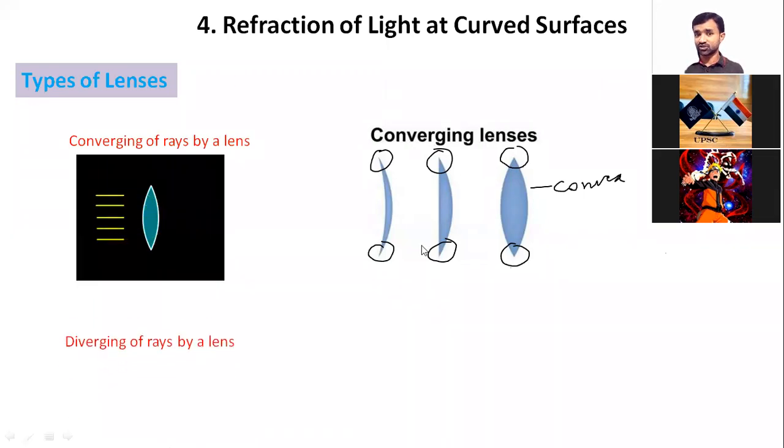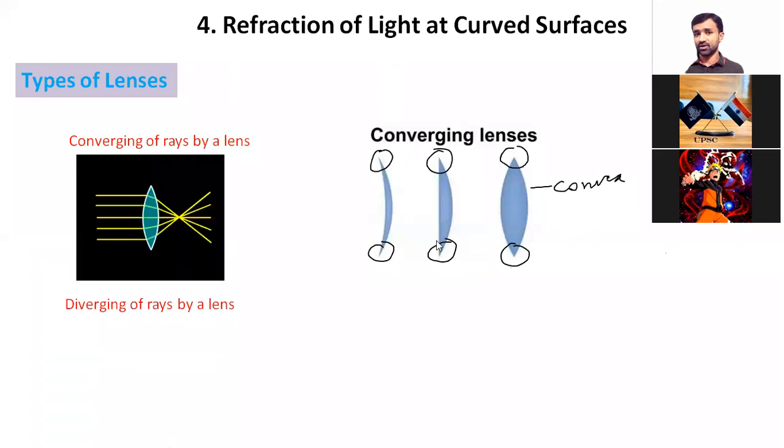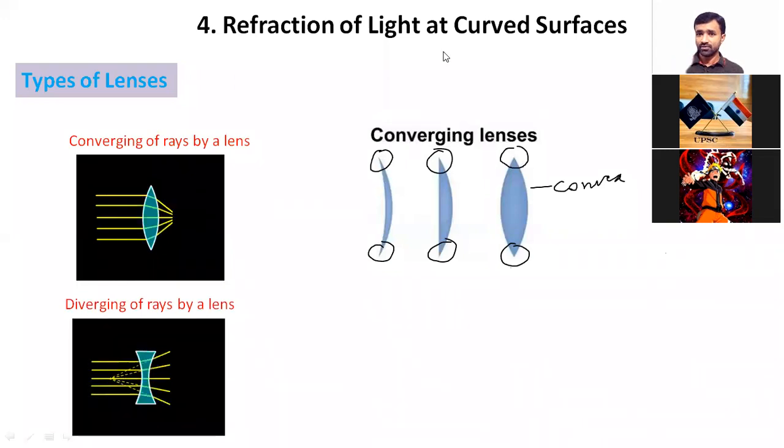Then I'll go to the next one. Is there any other behavior? Converging is taken, but the rays may also move away from each other. That point we can call a diverging point. So look at the screen here. What type of lens did I use here?